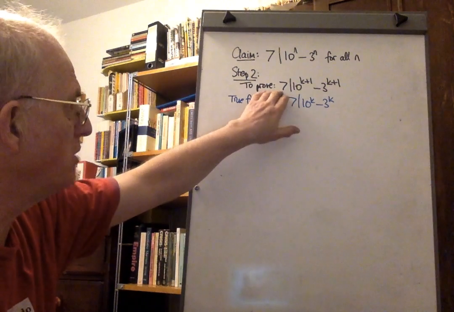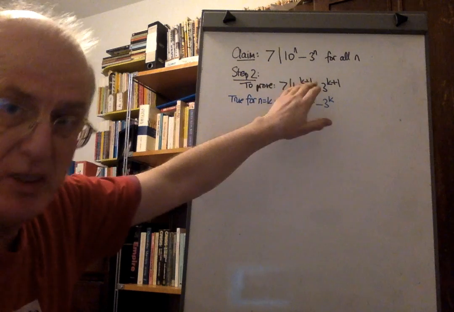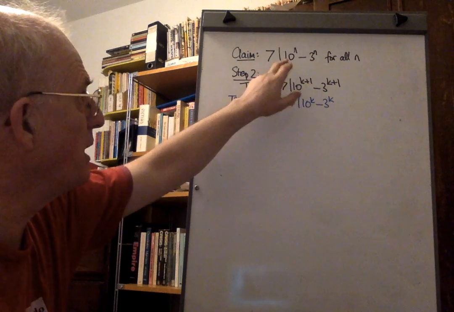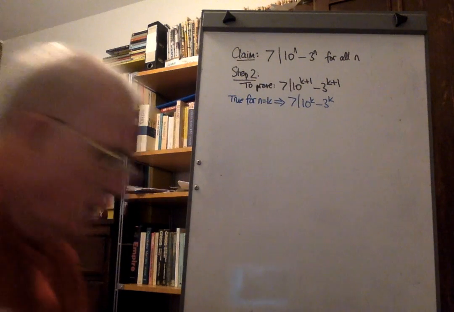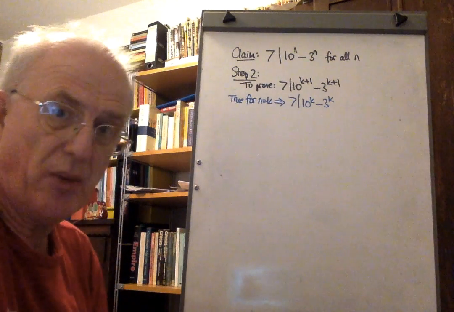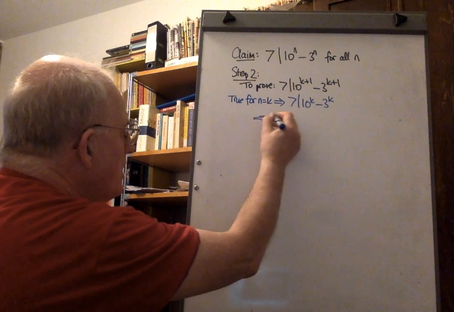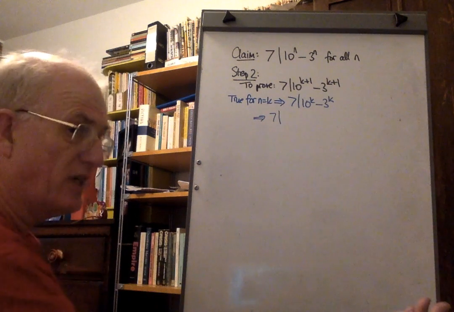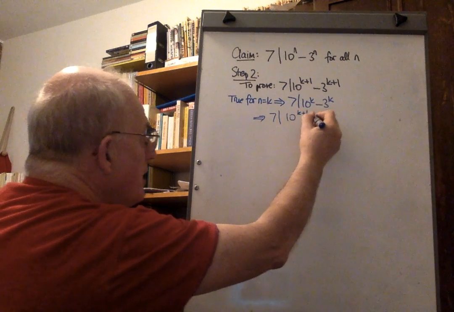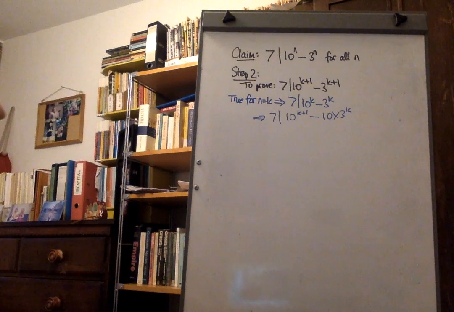So in step 2, we will want to prove that 7 divides into 10 to the k plus 1 minus 3 to the k plus 1, what we get by plugging k plus 1 in instead of n there, on the assumption that when we plug k in instead of n there, this is true. And the way we do it here is we build up from this to this, rather than going the other way around. So here we say, right, 7 divides into this. If 7 divides into that, 7 divides into 10 times it too. So 10 times 10 to the k is 10 to the k plus 1, and you've got minus 10 times 3 to the k.